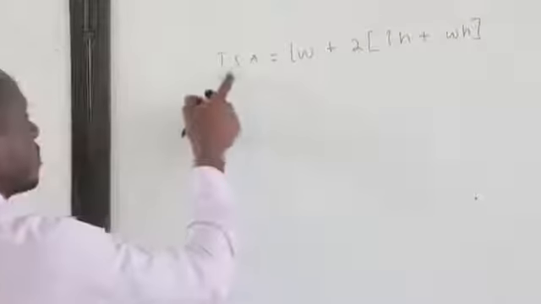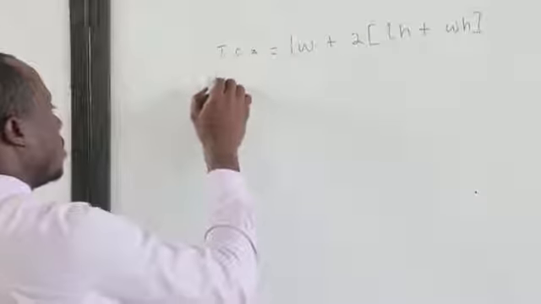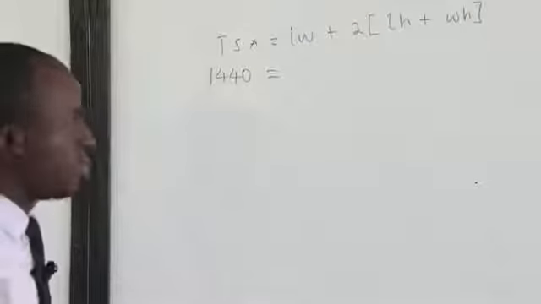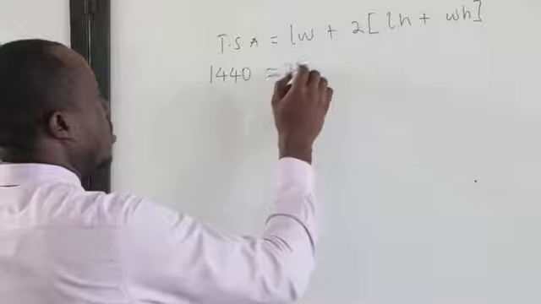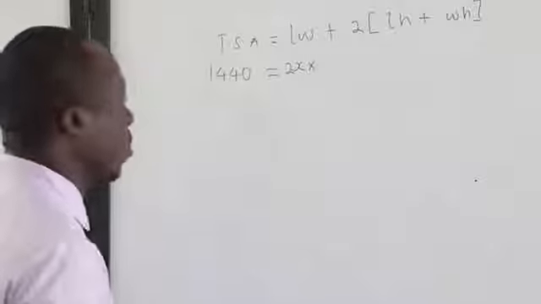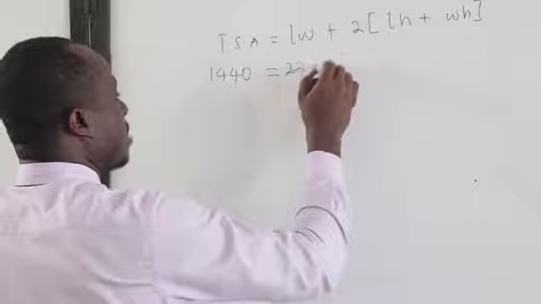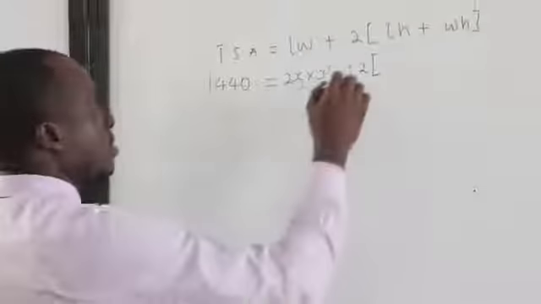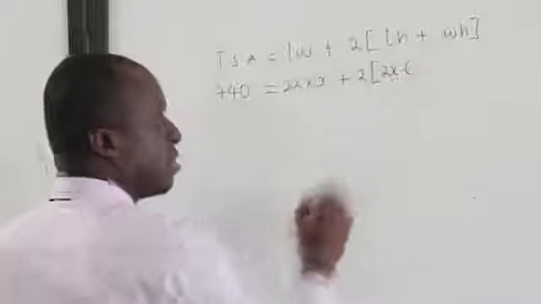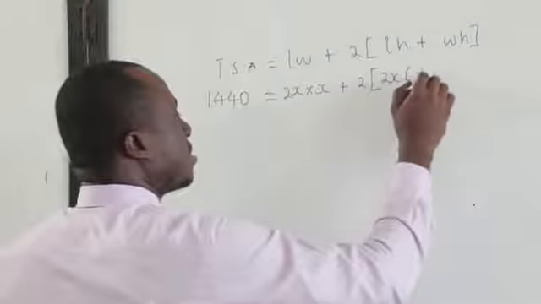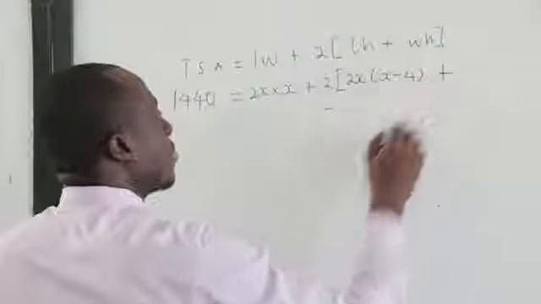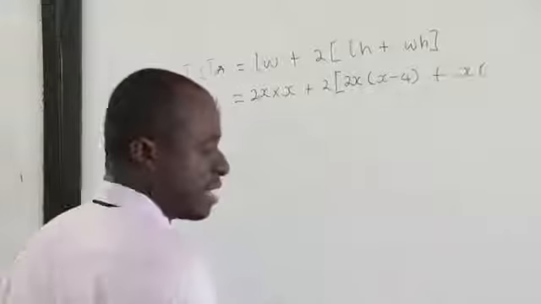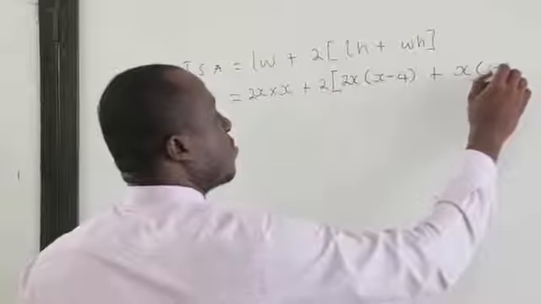Now, our total surface area is 1,440. What is our length? Our length is 2x, so you have 2x. Now, what is the width? The width is x. What is the length? The length is 2x. Now, what is the height? The height is x minus 4. Now, what is the width? The width is x. What is the height? The height is x minus 4.